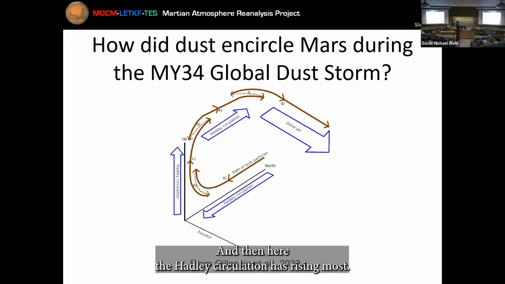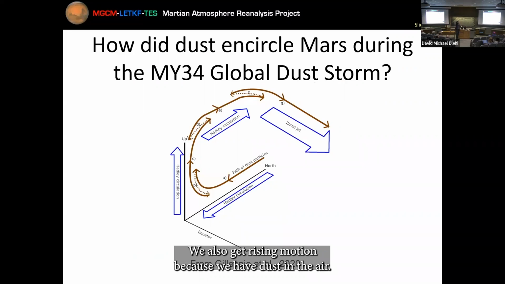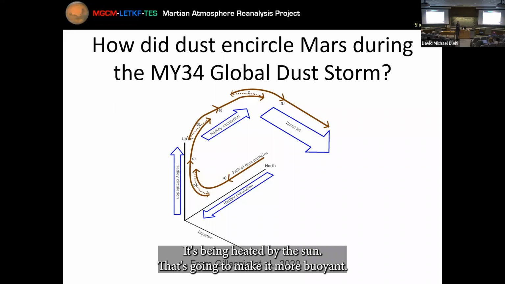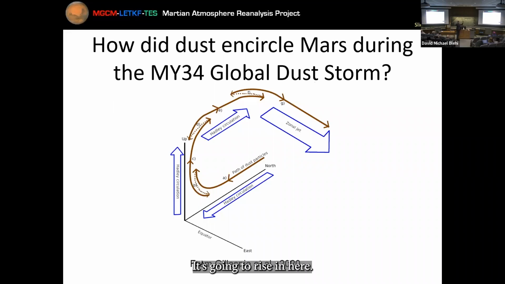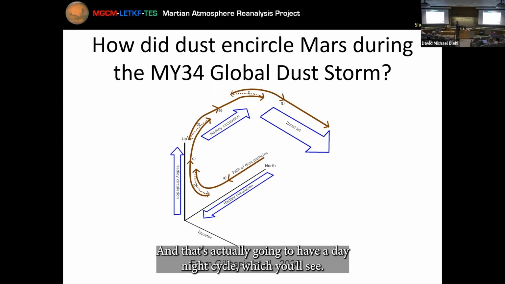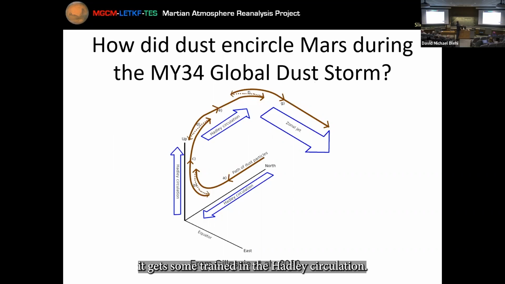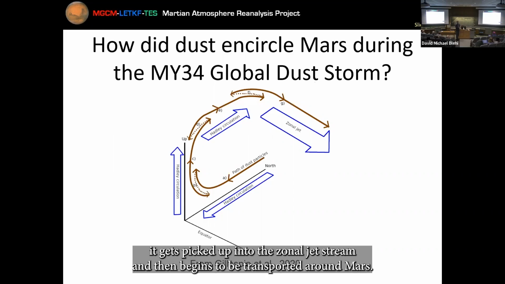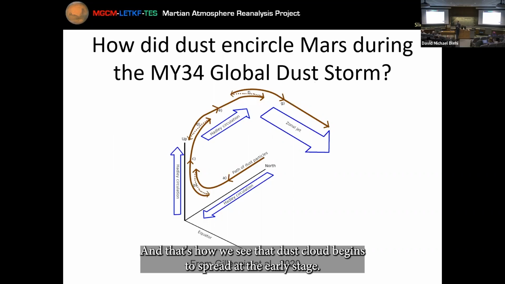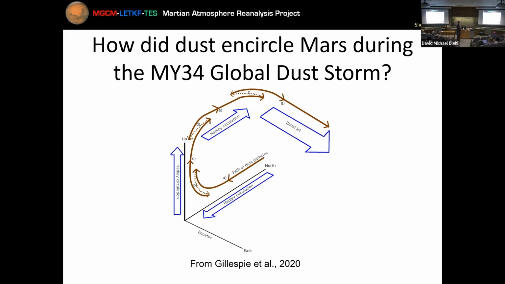And then here, the Hadley circulation has rising motion. We also get rising motion because we have dust in the air. It's being heated by the sun. That's going to make it more buoyant. It's going to rise in the air. Okay? And that's actually going to have a day-night cycle, which you'll see. So you have the dust moving up and down, but eventually it gets entrained in the Hadley circulation and heads back aloft to the mid-latitudes. And at this point, it gets picked up into the zonal jet stream and then begins to be transported around Mars. And that's how we see that dust cloud begin to spread at the early stages of the storm.